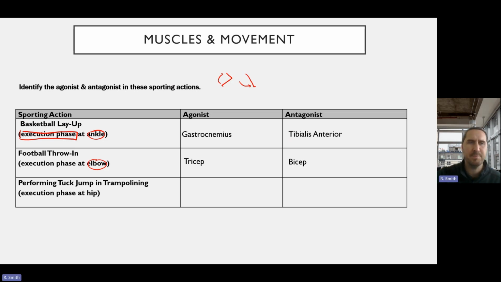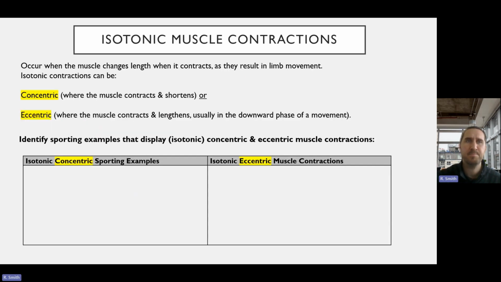is our bicep. Here we've got a whole body action, but it is an action at the hip, the execution phase at the hip. So in this case, we hopefully know that we have got hip flexion. So therefore, the hip flexors are our agonist, and therefore the gluteals are our antagonist. So key memory tool at this point is that muscles work in pairs and they only pull.